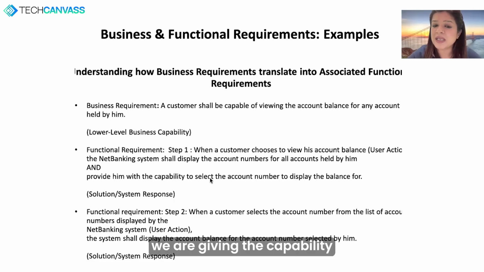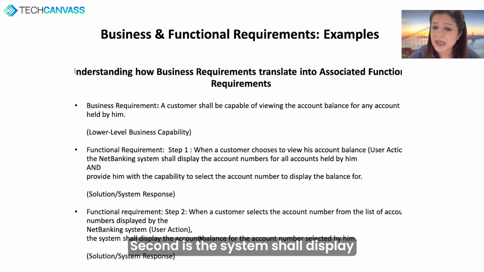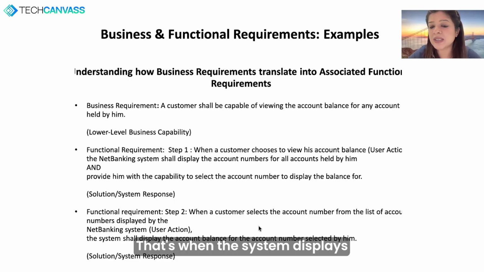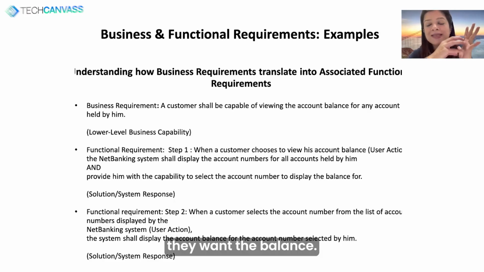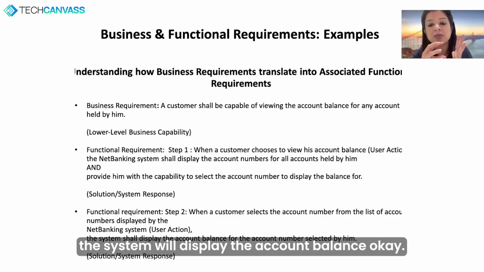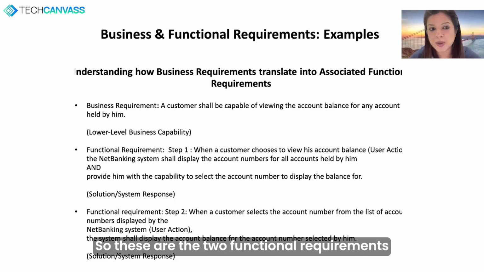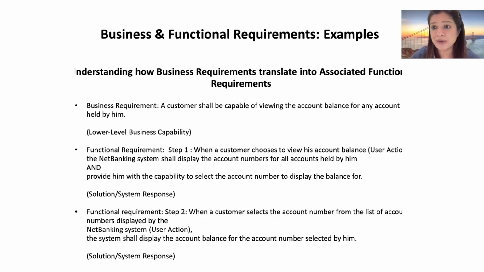So, firstly, we are giving the capability to select the account number. Second is the system shall display. Once the user selects that account number, that is when the system displays the account balance. Firstly, we are giving them the capability to select the account number for which they want the balance. And secondly, once they select that, the system will display the account balance. Okay, so these are the two functional requirements that will satisfy this particular business requirement. Okay, let's move ahead, guys.